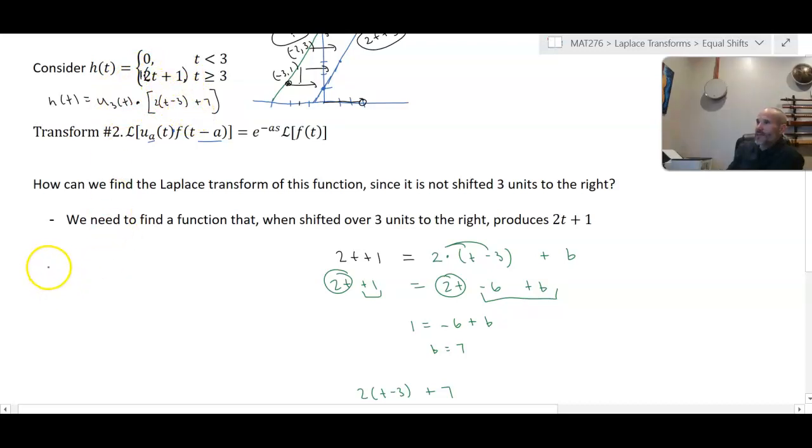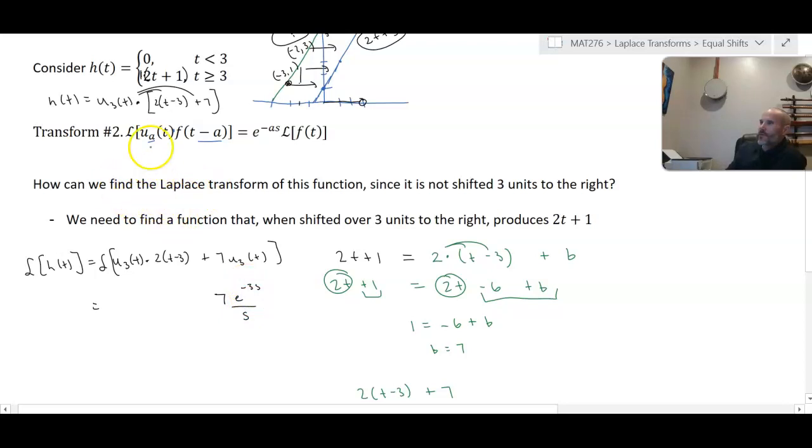The reason that helps us is that now, if I want to take the Laplace of h of t, I'm going to distribute this, and I'll have u3 of t times 2 quantity t minus 3, plus 7 u sub 3 of t. We want to take the Laplace of all of that. Well, the Laplace of 7 u3 of t is easy. That's simply transform number 1, that's the constant, times the transform of the Heaviside, which is e to the negative as, in this case negative 3s, over s, and we're done.